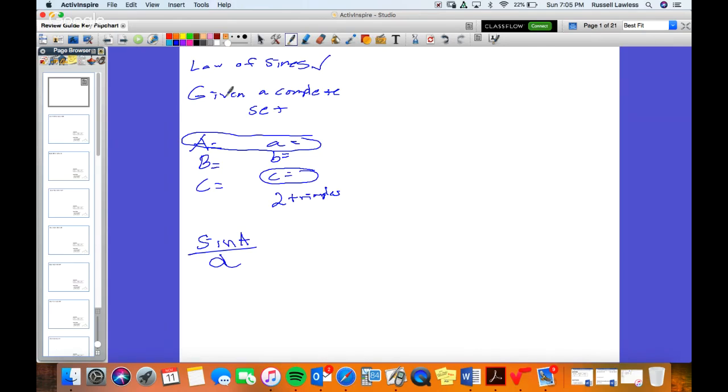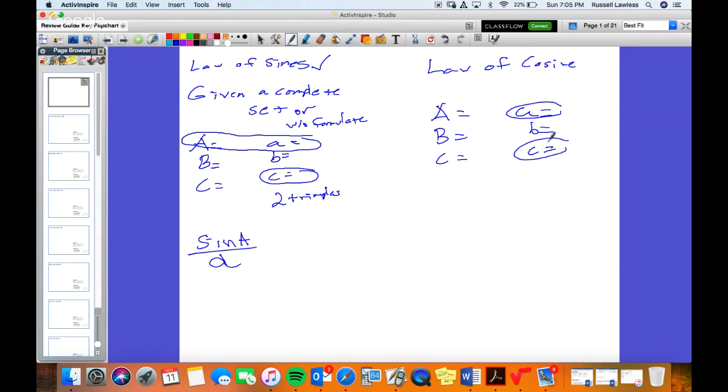So law of sines, you'll be given a complete set, or you can find a complete set without formulas. For the law of cosines, what that means is you're going to be given your triangle, and when you fill out your nice little chart, you'll notice that on that chart, you will be given maybe two sides and an angle or all sides, but notice there's no complete set. And so that'll be using that law of cosines formula.